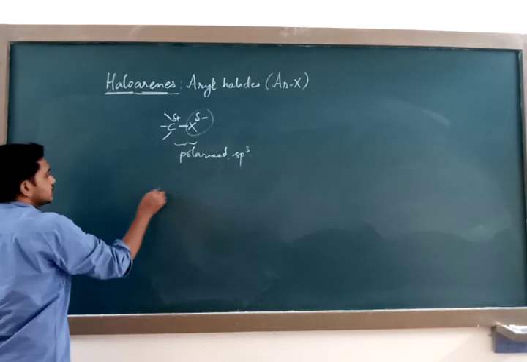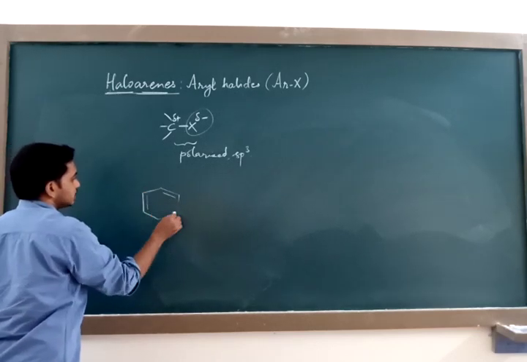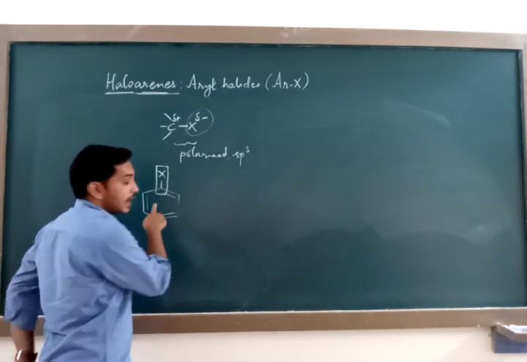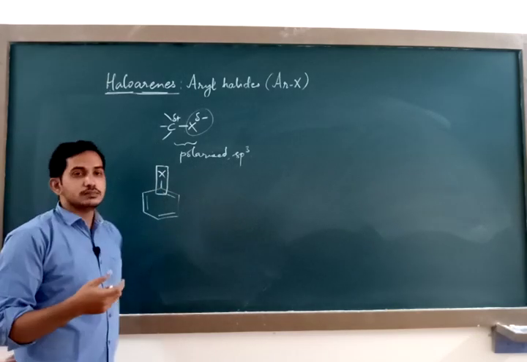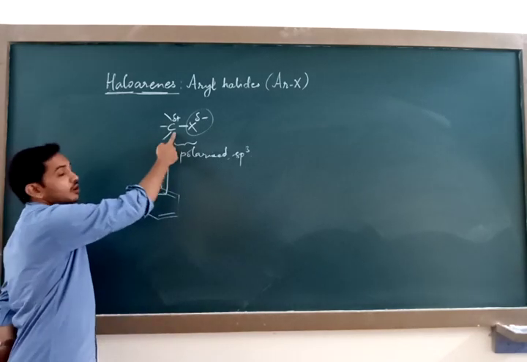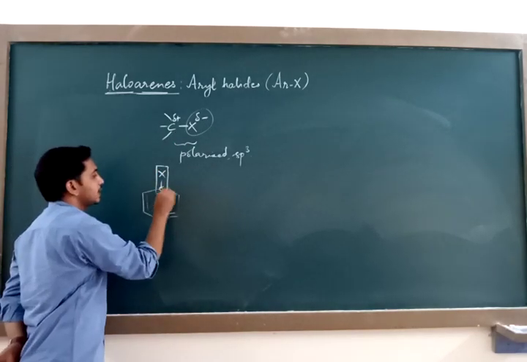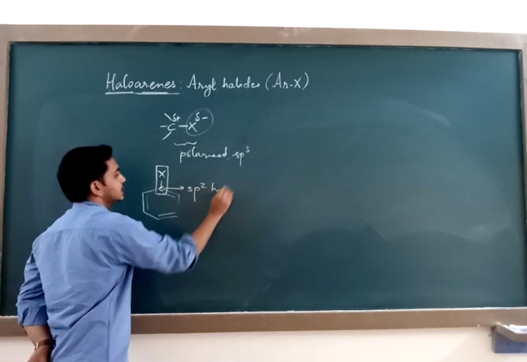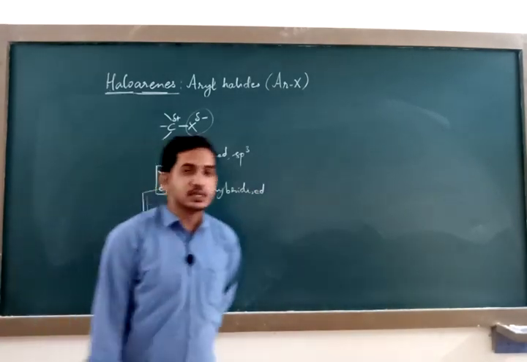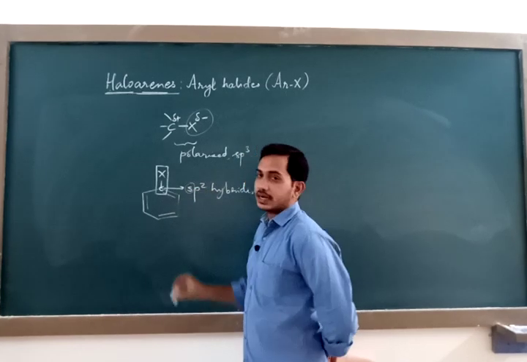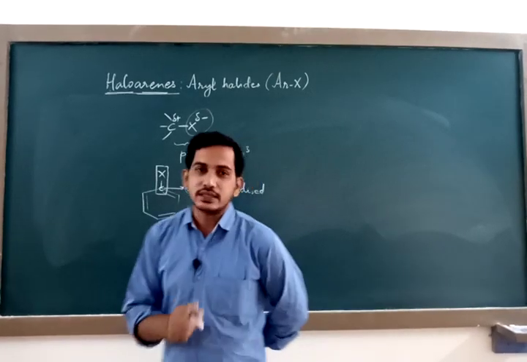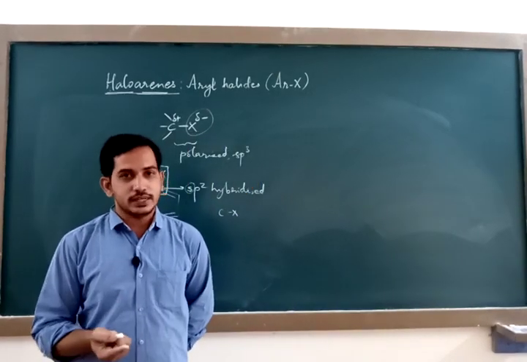Whereas in haloarenes, we have a benzene ring onto which the halogen is attached. So we are studying this bond. In haloarenes, this C-X bond is much more stable than the bond of haloalkanes. The reason is, here the carbon atom is sp2 hybridized. An sp2 hybridized carbon has more percentage of s character. For this reason, the C-X bond of haloarenes is more stable and less reactive than the C-X bond of haloalkanes.